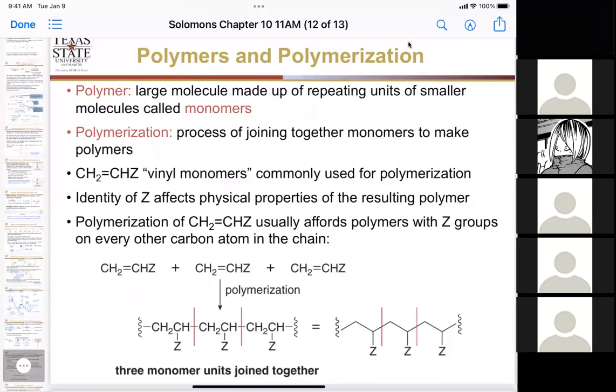So you can think of mono meaning one. If you had two of them hooked together, that'd be a dimer, then a trimer. But if you get so many you can't count, then it's just poly, which means many. And so we have polymers. And so these are very large molecules, and they have very rigid repeat units.